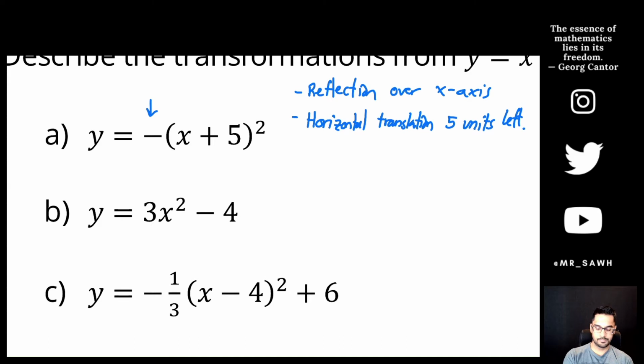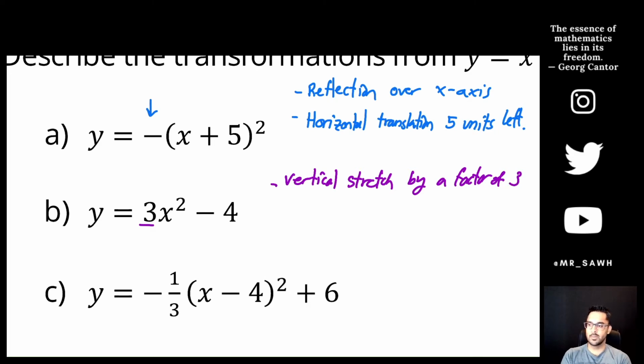left. For B, again, stretch first. So we've got a vertical stretch by a factor of 3, because that's the number in front of our squared term. That'll always be the number that tells us our stretch. We also have a vertical translation this time, 4 units down.